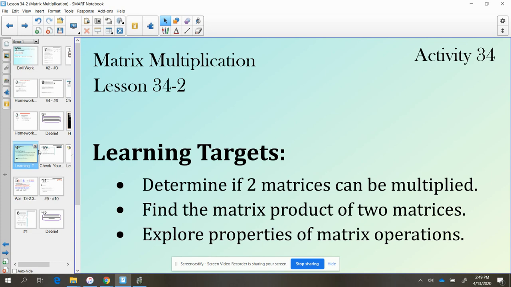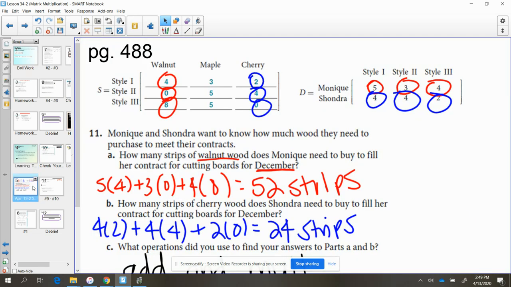Today we're going to talk about the semi-lengthy process of matrix multiplication, talk about the different properties of our matrix operations, and also how we can do some stuff in our calculators. So if we look here, this is actually from the 34-1 lesson, and it was on page 488 in the Springboard textbook. And this is where we ended the other day.